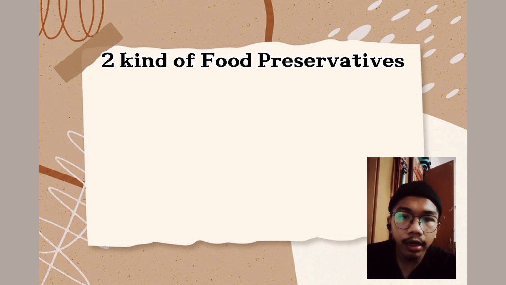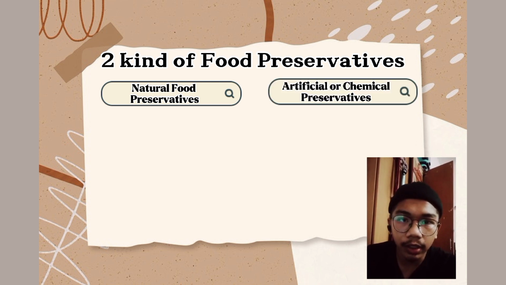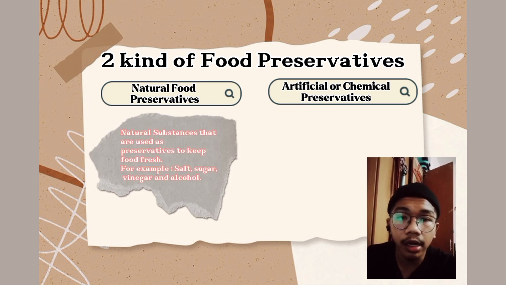There are two kinds of food preservative. First is the natural food preservative, and the second is artificial food preservative. What does it mean by natural food preservative? It means natural substances that are used as preservative to keep the food fresh. For example, those commonly used are salt, sugar, vinegar, and alcohol.